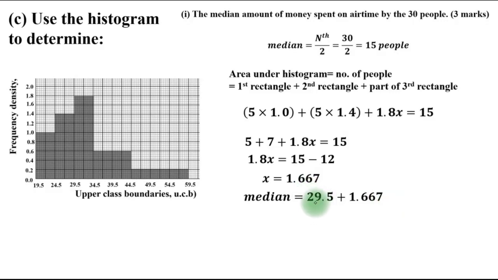Some will ask where 29.5 is coming from. That is the beginning of the third class, 29.5, and the median in position lies there. So we have 29.5 plus 1.667, which is the value of x, will be equal to the median class. Now, 31 shillings 15 cents.